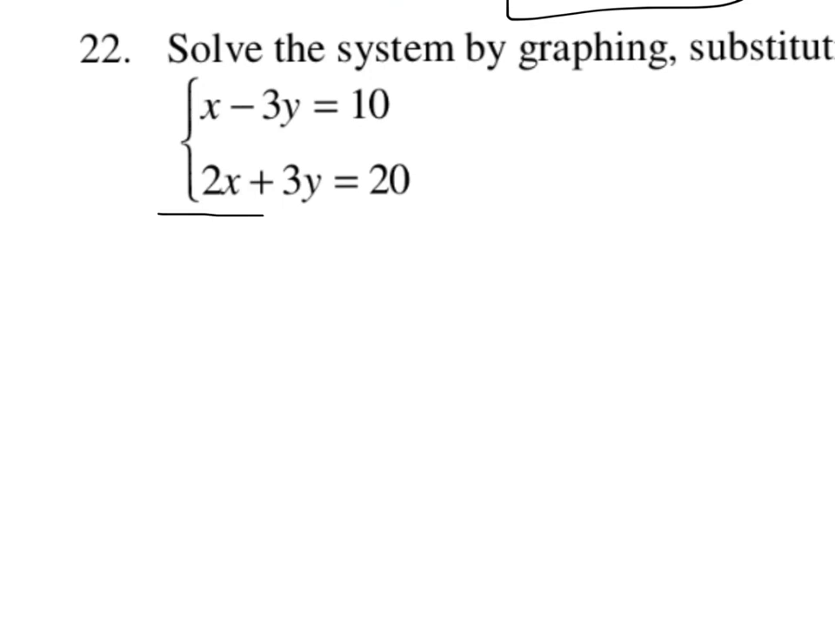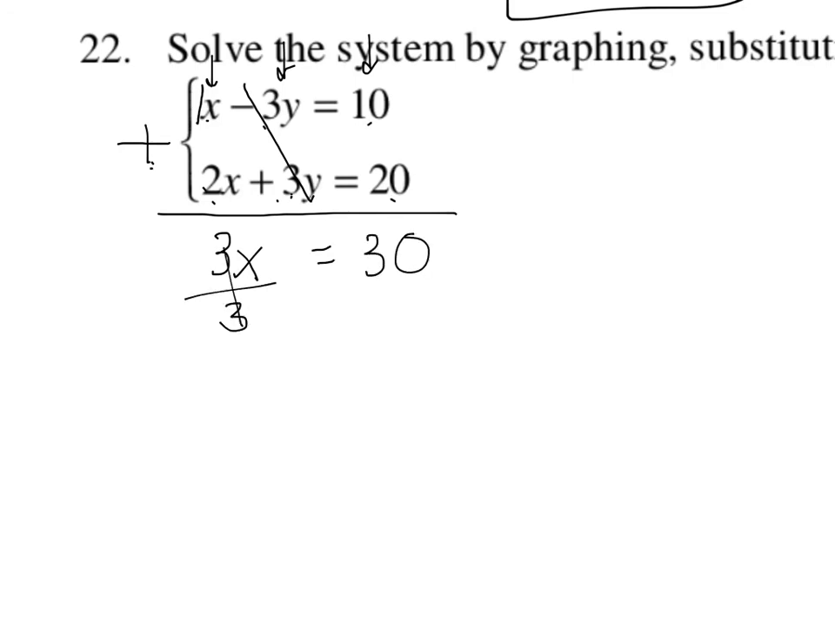On number 22, we still want to use elimination because everything is nice and lined up. But what do we want to get rid of here? The x's or the y's? The y's will cancel out with the signs that they have, negative and a positive. So it means we can add these two equations together. So 1x plus 2x is 3x. Negative 3y plus 3y cancels out, and 10 plus 20 is 30. So x is going to equal 10.